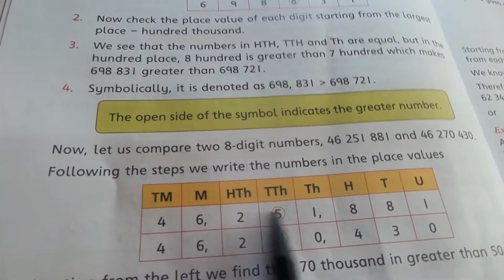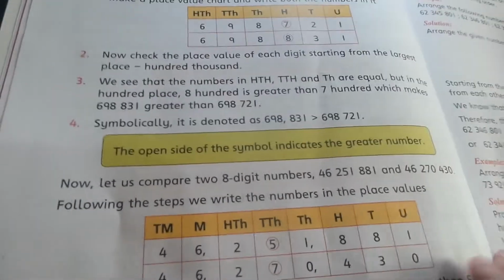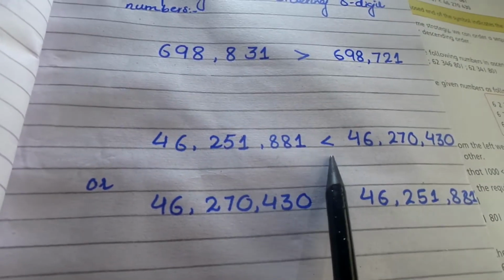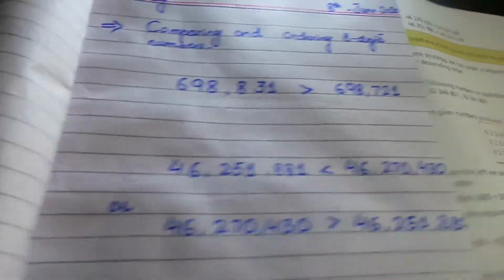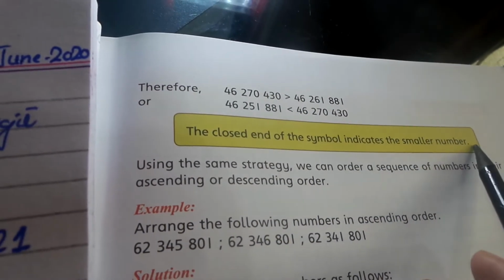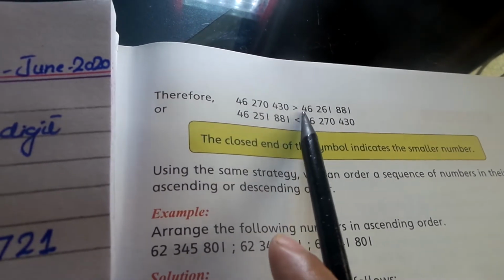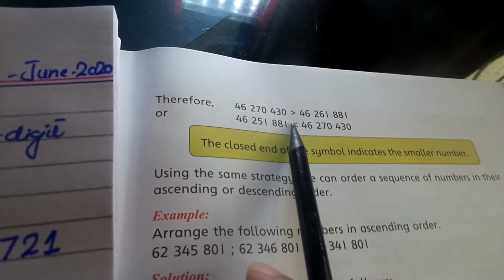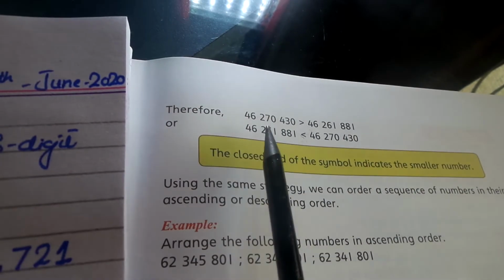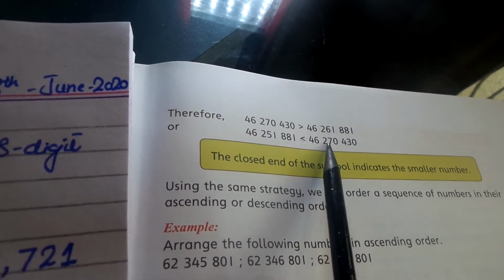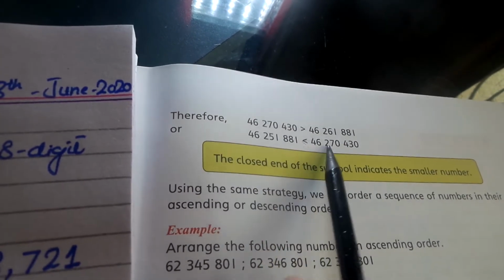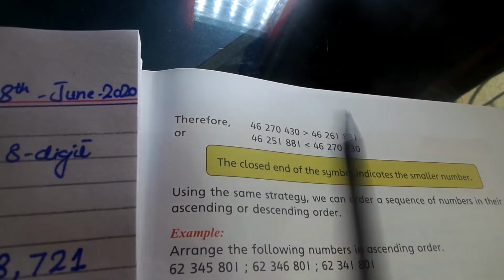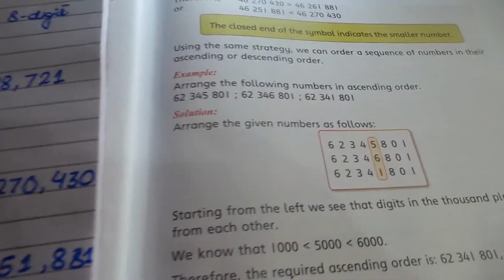So the whole number of this is smaller than this. You can write this number is smaller than this. It means the closed end of the symbol indicates the smaller number. This number is smaller than this. Or you can write this number first: this number is greater than this. Now look at this example.